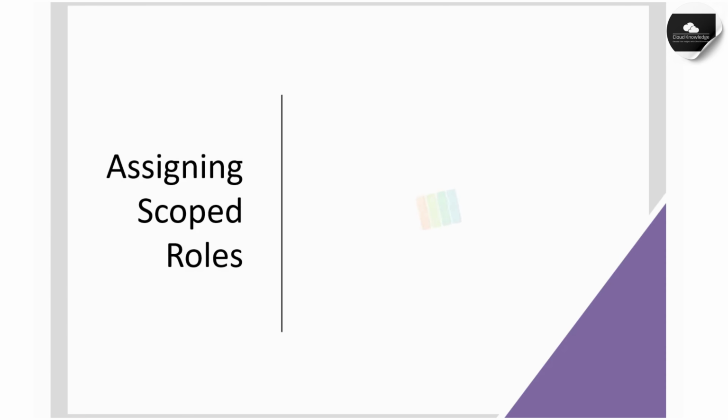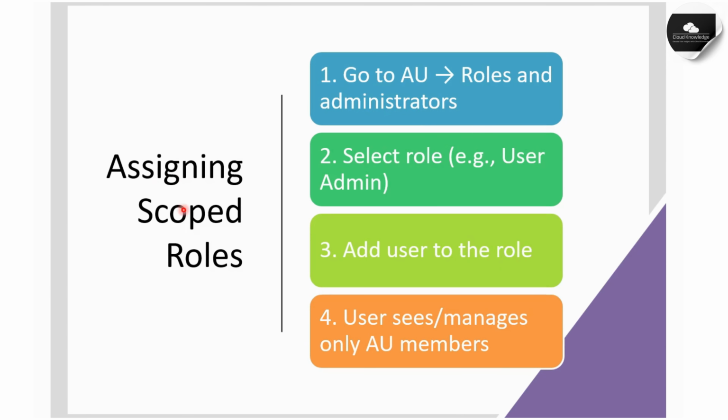Now, we have already seen in the video how to assign the roles, scope roles. So this is the simple overview. Just go to AU roles and administrators, select roles, select the users and admin you want, and add users to that particular role. The user you have assigned the admin role to can see only the users which have been scoped under that particular AU itself, right? So this is the simple overview that we already understood in that particular video.